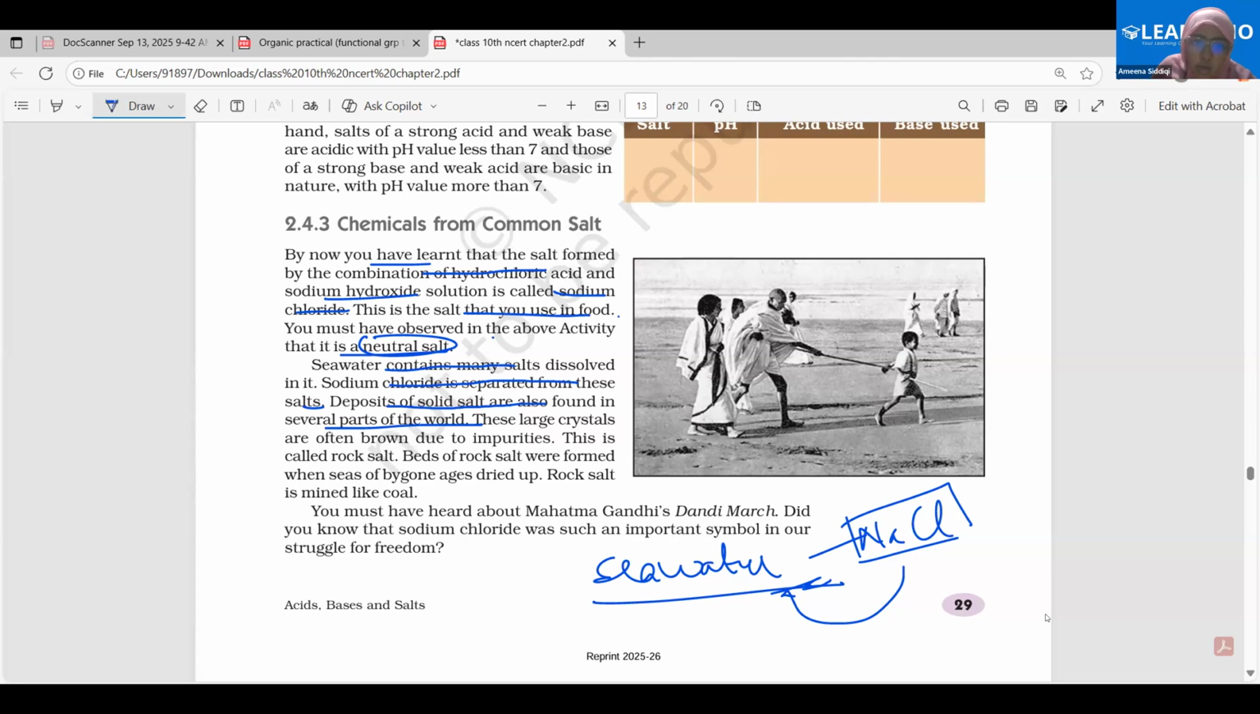These large crystals are often brown due to impurities. This is called the rock salt. Rock salt is an example of a solid salt. Beds of rock salt were formed when seas of bygone ages dried up. Rock salt is mined like coal because it's a mineral again. Any confusion in this paragraph? Moving on to the next one.